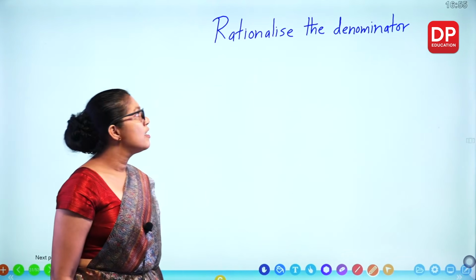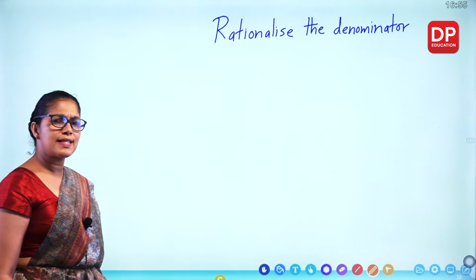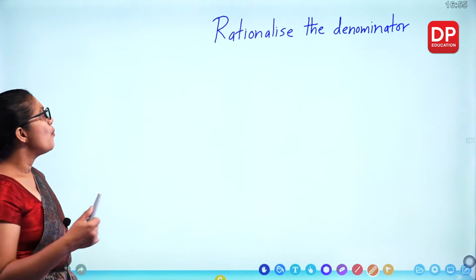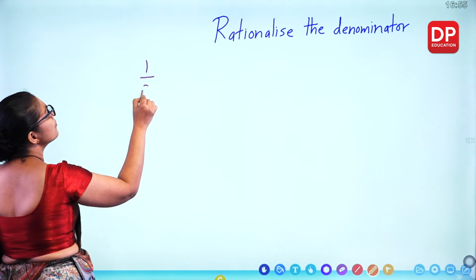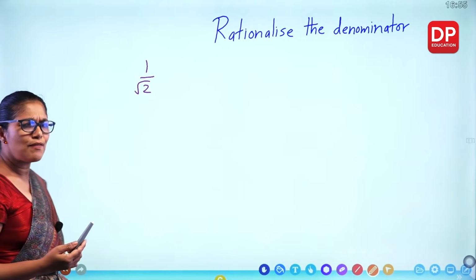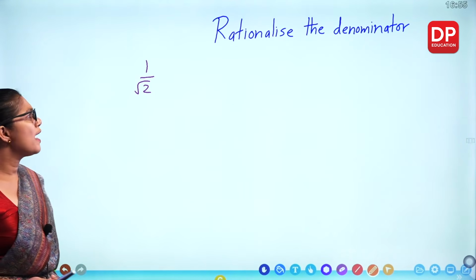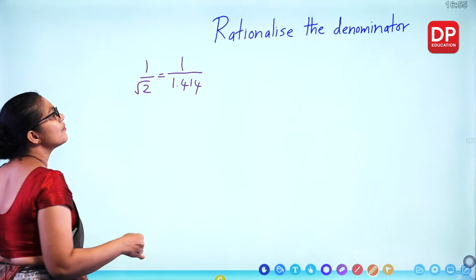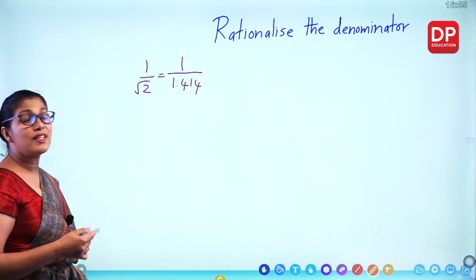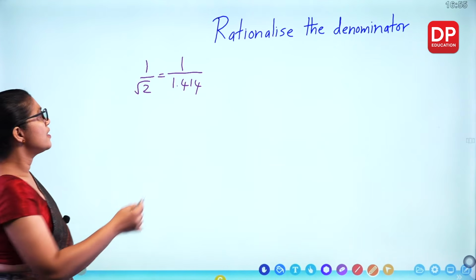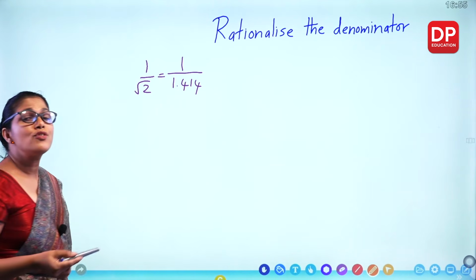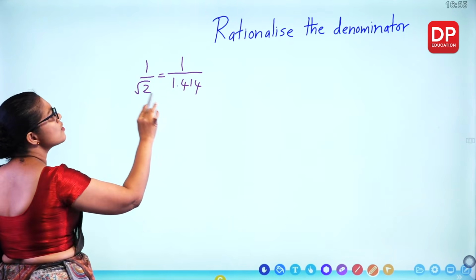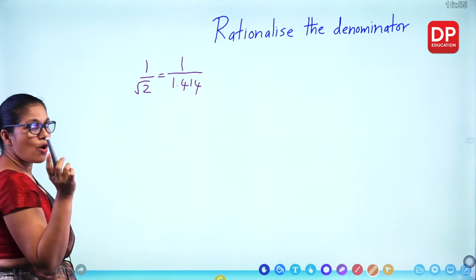Now we'll look at rationalizing the denominator. What does it mean? A rational number in the denominator. Now we'll take something like 1 over root 2. Can we find out that value? We know root 2 value is 1.414. Then if I ask to find this value, what do you do? You have to convert this to a whole number and do long division. So it takes time. If we want to find this out, we have to use long division.